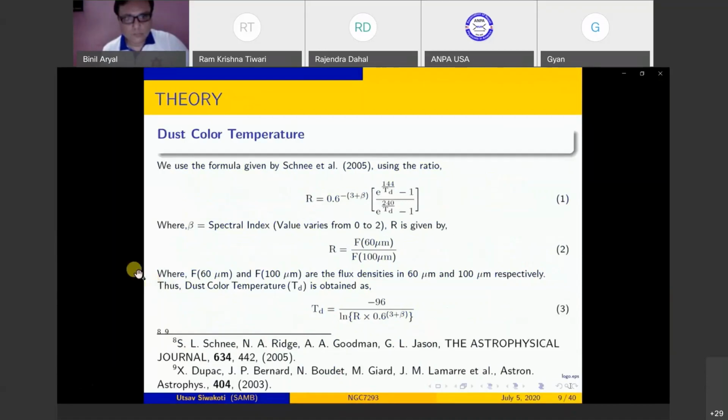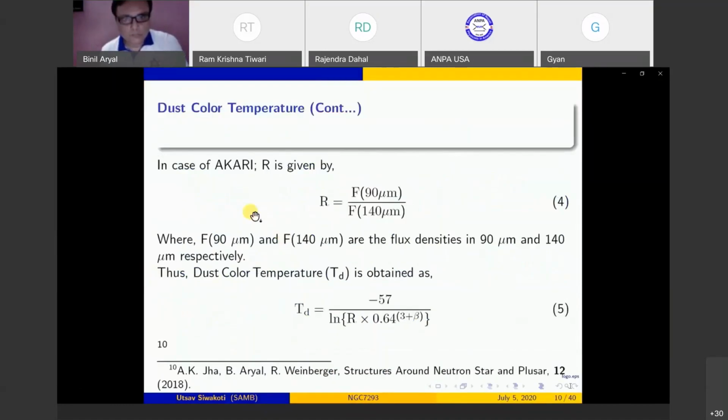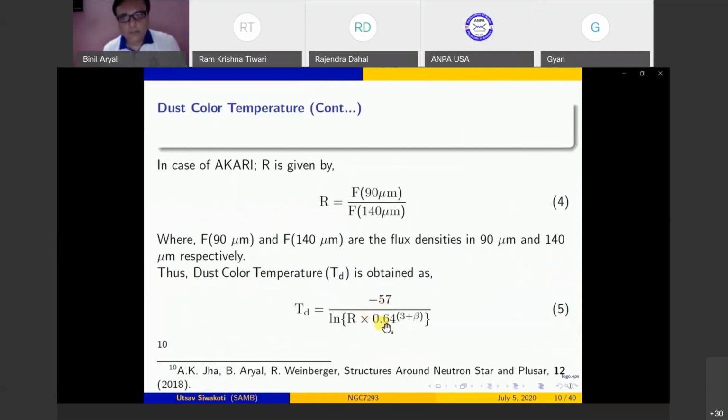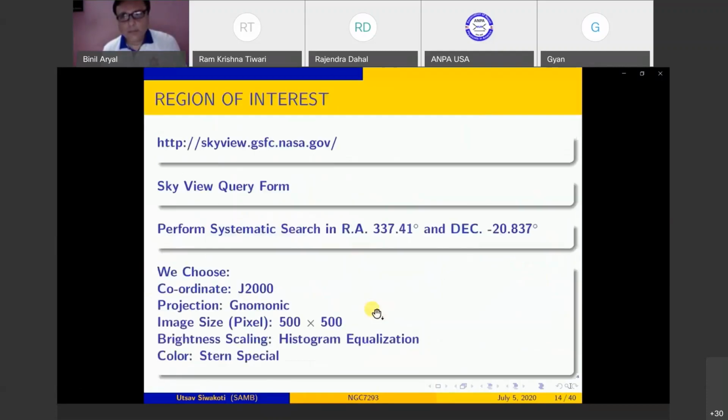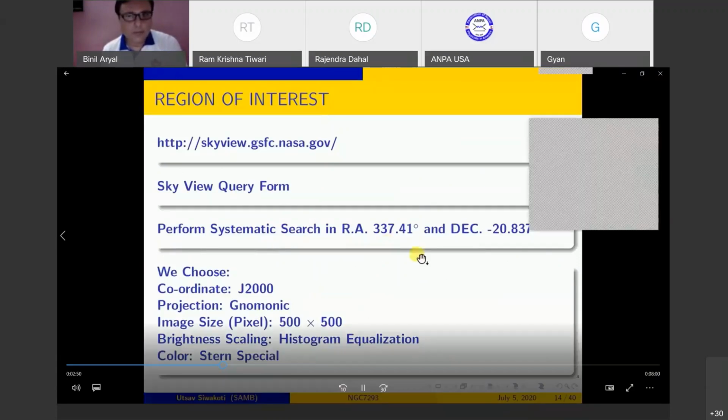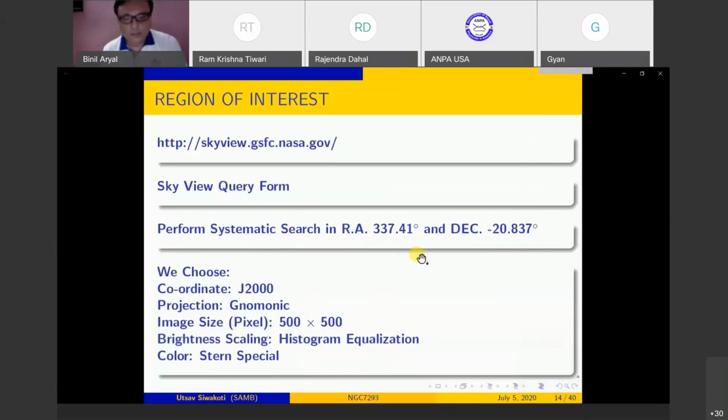screen. Formulas are given here. You can see the references below. And this formula has been modified. This is for IRIS, and since we use different wavelengths, the formula has been modified. For the region of interest, we did a lot of study to find it. We actually studied around 65 to 70 nebulae to find the best region of interest.